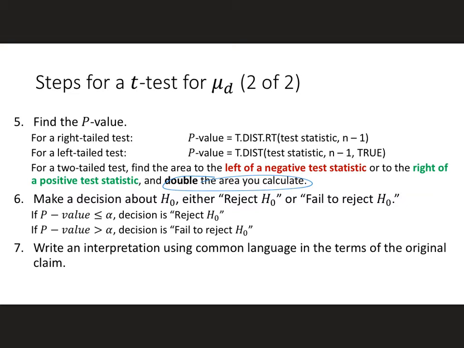You will finish by making your decision about the null hypothesis by either rejecting the null hypothesis or failing to reject the null hypothesis. Make that decision by comparing your p-value to your alpha. If you guys notice, this has not changed throughout Unit 3. And then you're going to write your interpretation using common language in terms of the original claim. Again, interpretations have not changed from the way that we've written them throughout the entire semester.